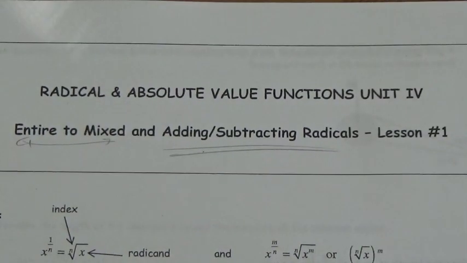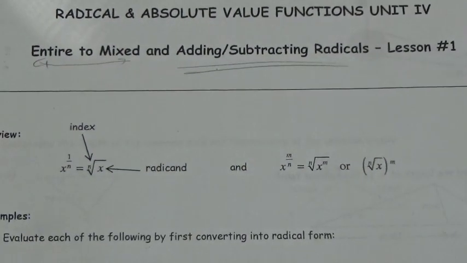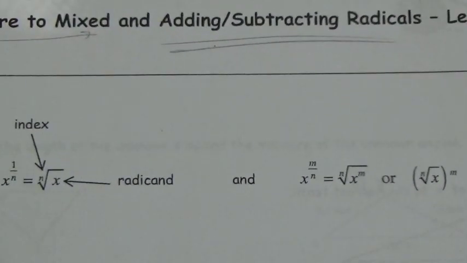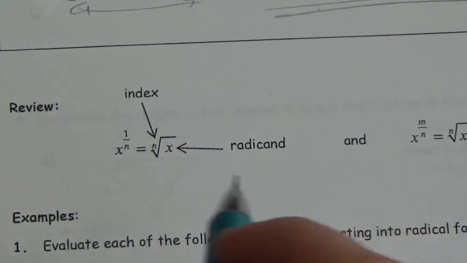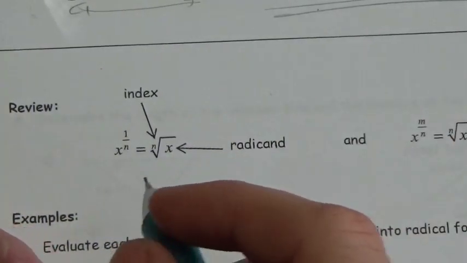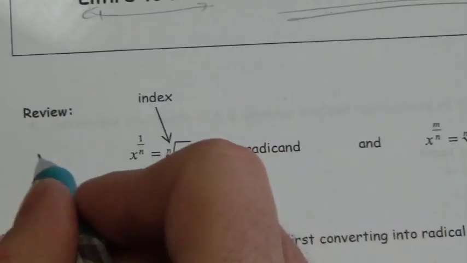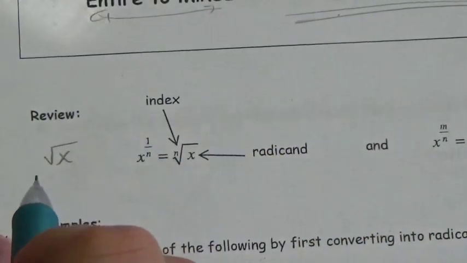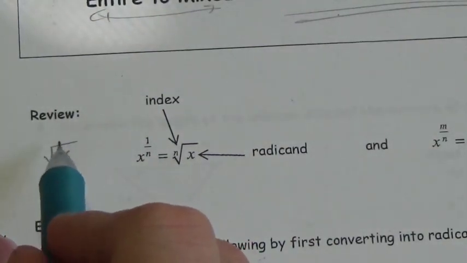Okay. Now, first of all, before we get into this, we are going to quickly review what we're talking about with radicals here. Remember, with a radical, we're talking about the root of a number. That's probably an expression that you're more familiar with. So, for example, right here, this is a radical because it's got that root symbol.